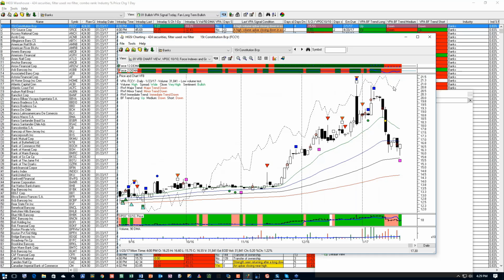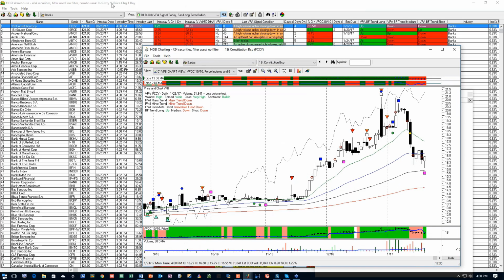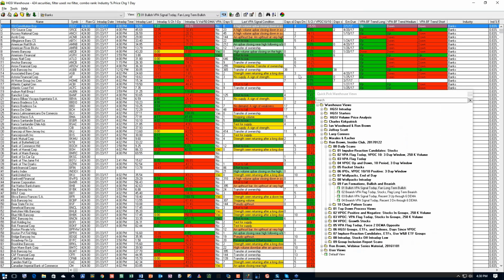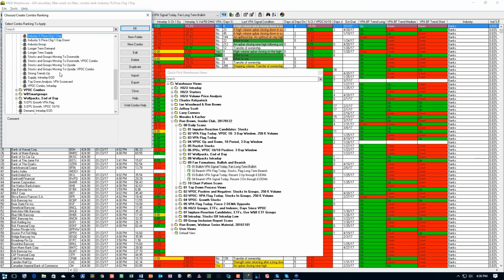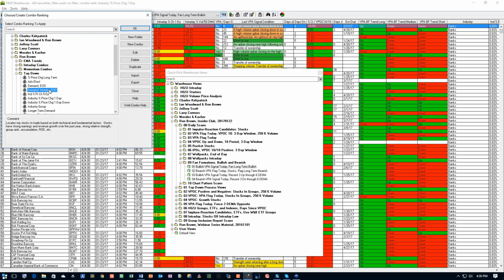Well, it also depends on what you sorted the warehouse on. Not every field has the same meaning. Here's what the sort is. This is industry percentage price change one day. So I don't have a combo in here. What I would do in an instance like this, Marilyn, is I would go in and get a different combo. I would look at my demand combo for the end of the day because this sort didn't do anything.